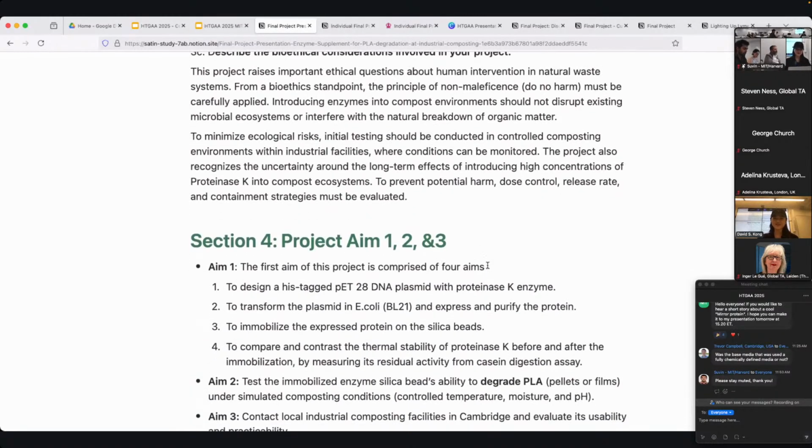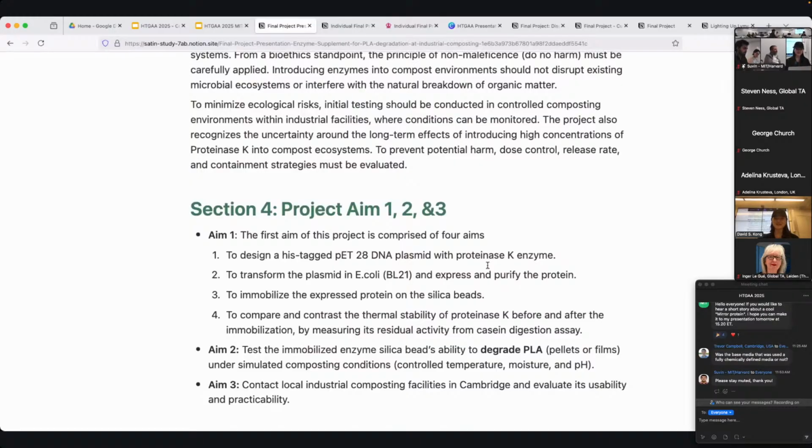For the project aims, the first project is comprised of four aims. I'm going to design the His-tag pET28 DNA plasmid with the proteinase K enzyme, transform the plasmid in E. coli, express and purify the protein, immobilize the expressed protein on silica beads, and last but not least, compare and contrast the thermal stability of proteinase K before and after immobilization by measuring the residual activity from the casein digestion assay.